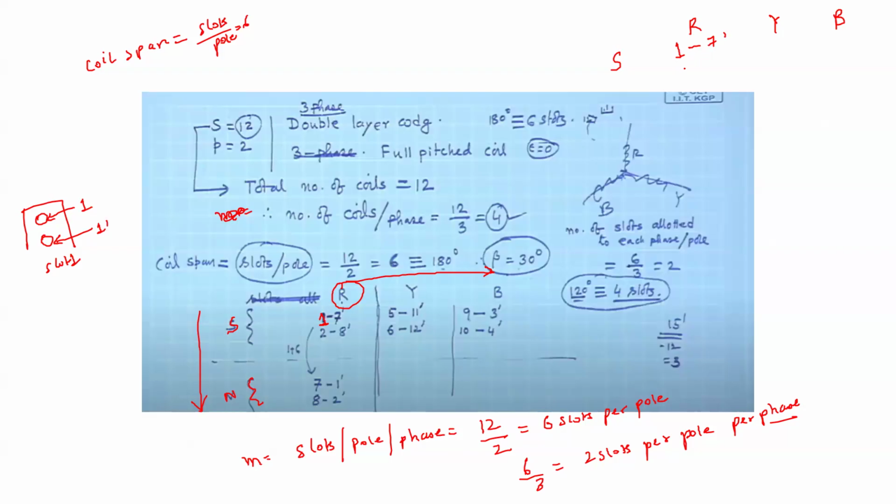Now from 1 you are going to 7 dash, and because you have two slots per pole per phase, after that one slot is done. Now the second slot is 2 to 2 plus 6, which is 8 dash. So there are two slots per pole per phase. But now we have to go to the North Pole. Where will it be? We know that the angle difference between South and North Pole is 180 degrees, and in our case 180 degrees is equal to 6 slots.